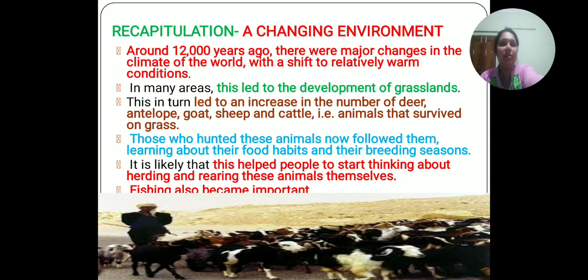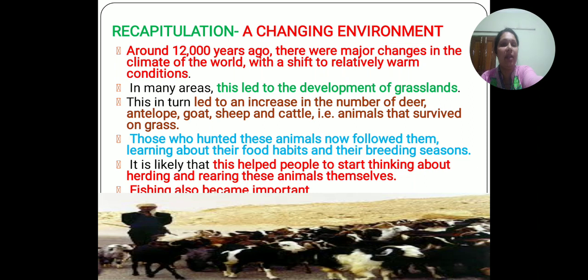Around 12,000 years ago, there was a changing environment. As we have discussed, in the Mesolithic period there was a change in environment. So, what type of change was there? We will study it now. Around 12,000 years ago, there were major changes in the climate of the world, with a shift to relatively warm conditions. In many areas, this led to the development of grassland.